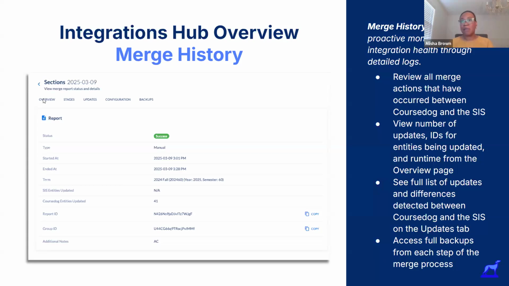You'll also notice some tabs here across the top. You can use the Updates tab to review the changes that were made. And then the Backups tab has some information that's accessible about full backups from each step that was taken during the merge process.